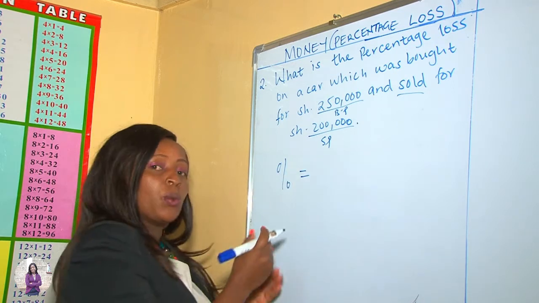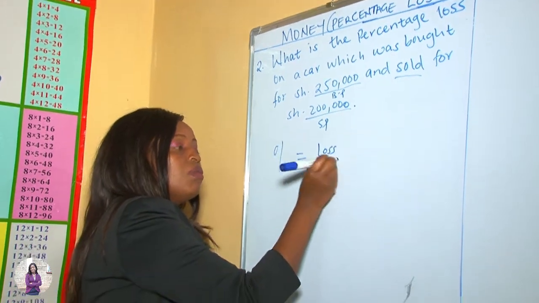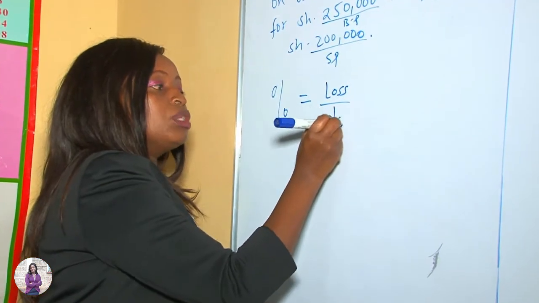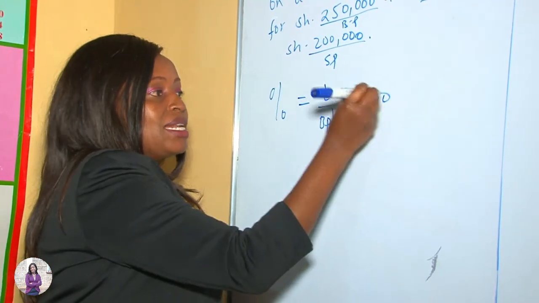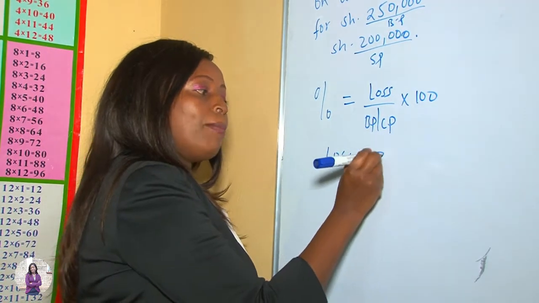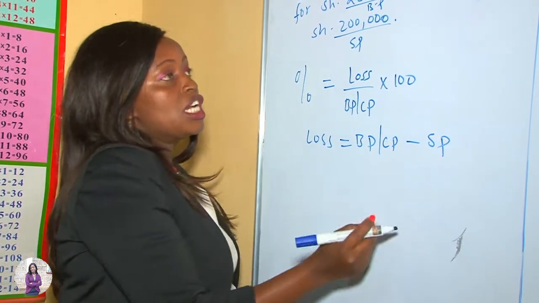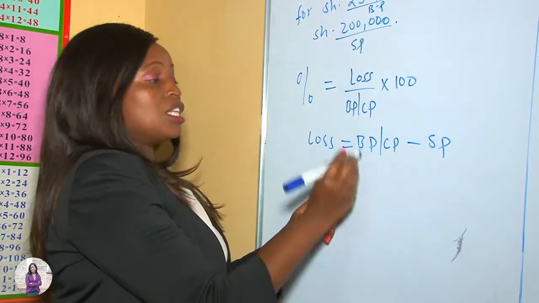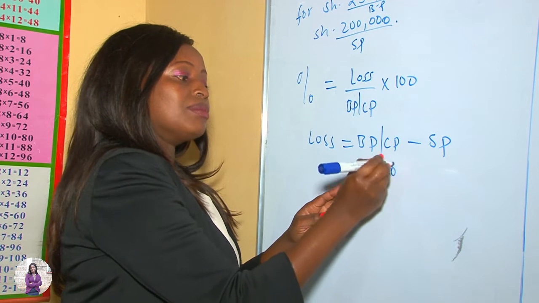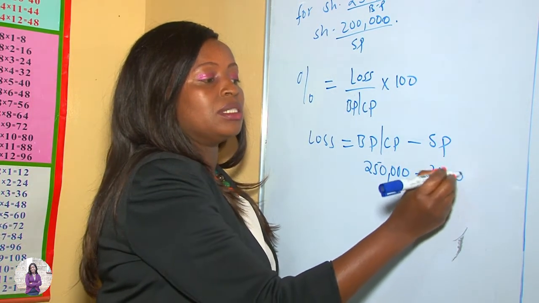And we have said, how do we get percentage loss? Percentage loss is equal to loss over buying price or the cost price multiplied by 100. So let's get our loss. And loss is equal to buying price or cost price take away selling price. In this question, our buying price is 250,000 and our selling price is 200,000.